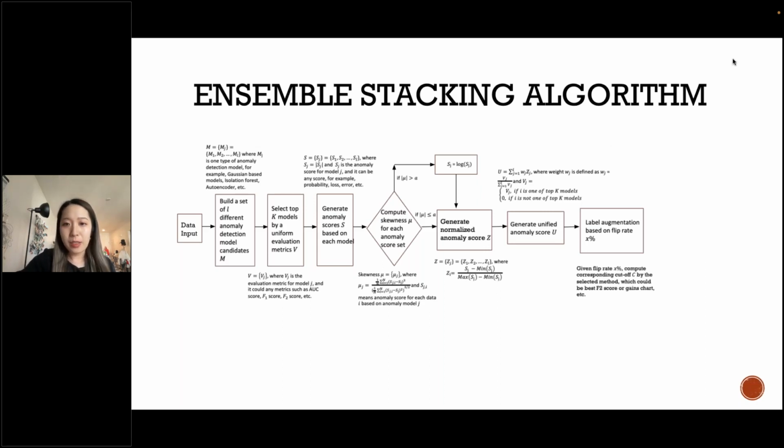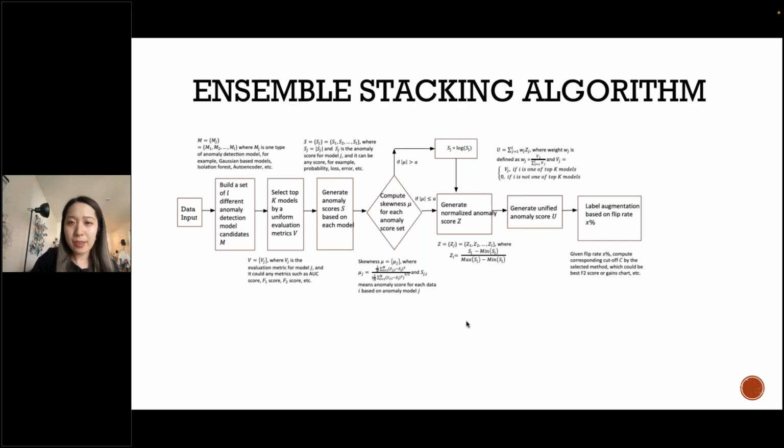Next, we generate the unified anomaly score, which we call U. It is a summation of the different normalized scores times their weights. The weight is defined proportional to their evaluation metric, so if the model is more powerful, it will have more weight. After this step, we do the label augmentation based on the unified anomaly score. We can have a flip rate, and correspondingly a cutoff for the unified score. And then we do the label augmentation.